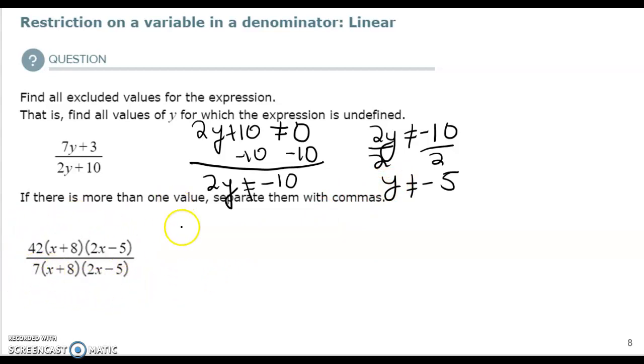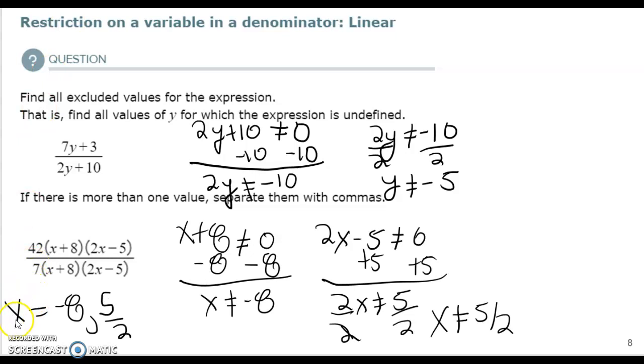You'd want to set each of these factors equal to 0, and those are the values that x cannot equal. Go ahead and pause the screen and select. So you should have gotten, depending on how Alex wants you to enter, either x equals -8 and 5/2 or x cannot equal -8 and 5/2. If we plugged in a -8, and if we plugged in a 5/2 into this, it causes us to divide by 0. So the excluded values are -8 and 5/2.